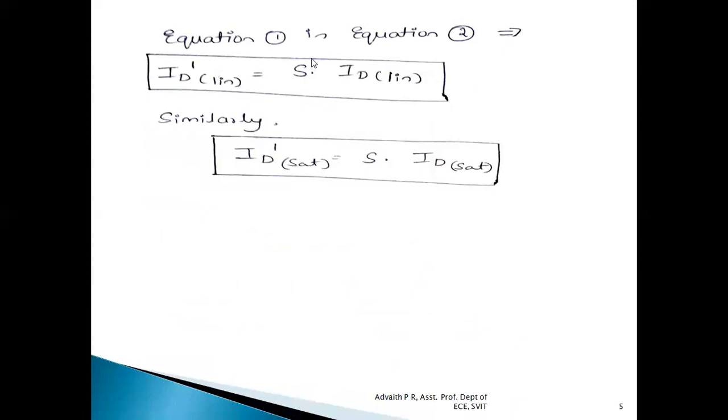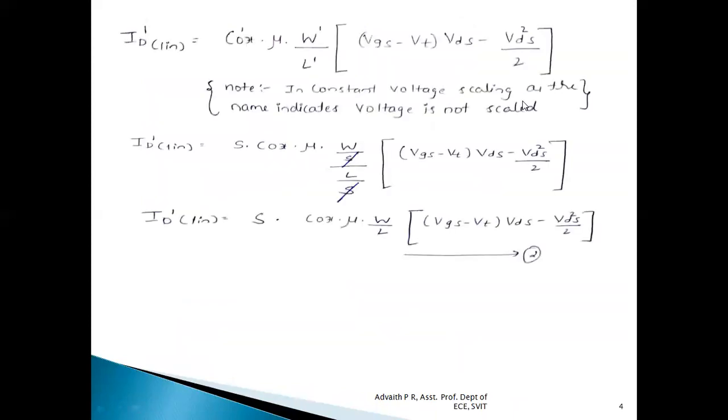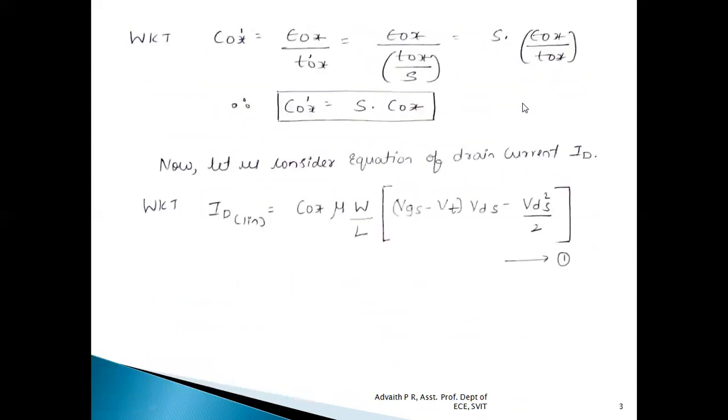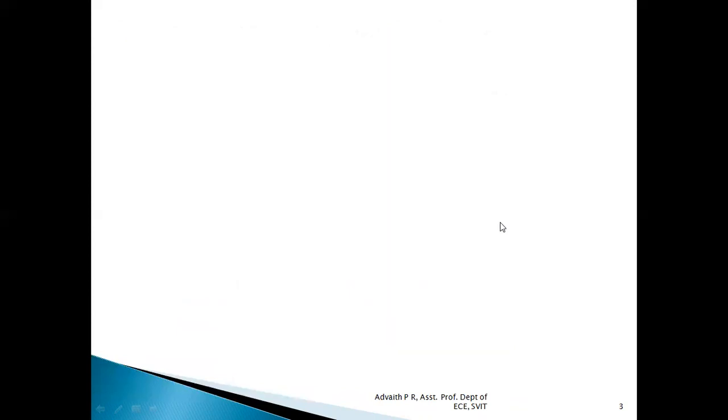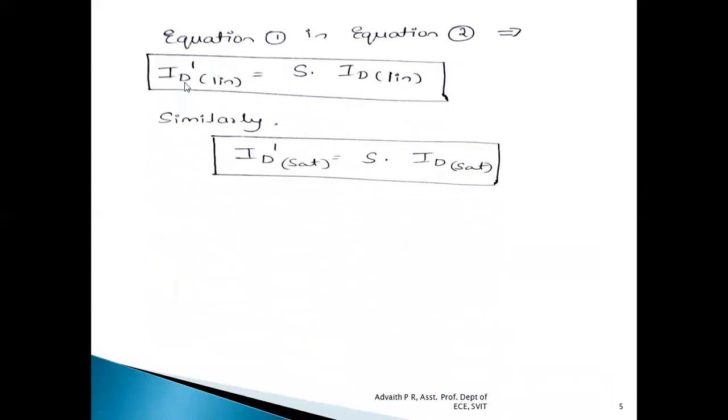Now, equation 1 and equation 2 we get. So let us see what is equation 1. Equation 1, we are already familiar with. It is the formula of the drain current under linear region of operation. So from this particular equation 1, in equation 2, we get this particular expression.